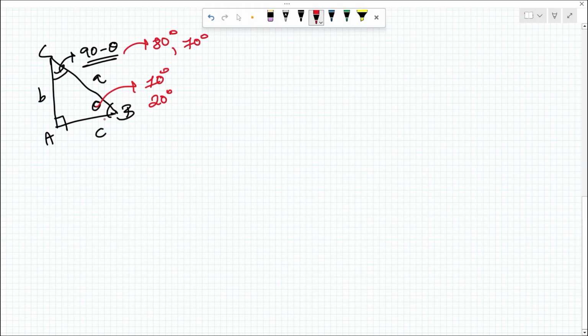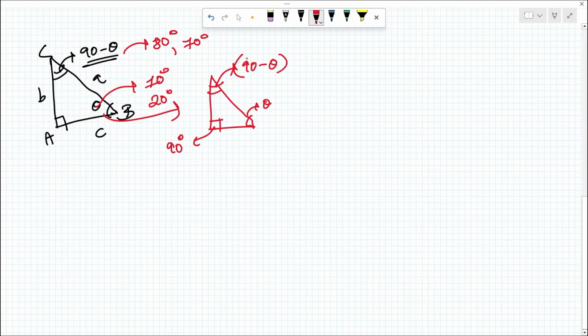Alright. So henceforth I am going to represent a right angle triangle like this. This symbol represents the 90 degree. If I say this is theta, from now on you must understand that automatically this is 90 minus theta. Alright.